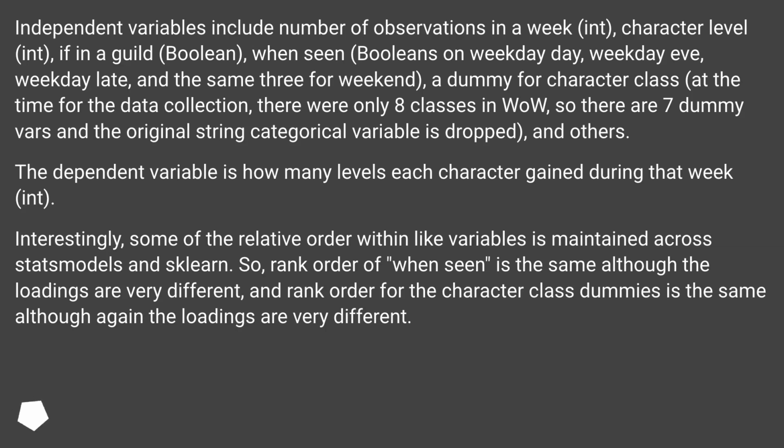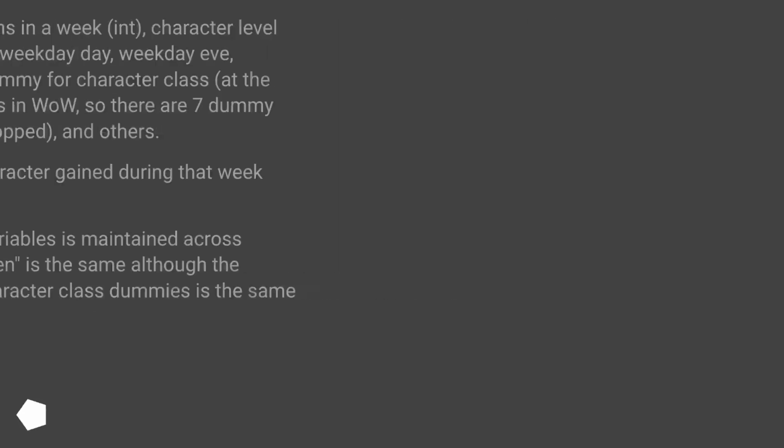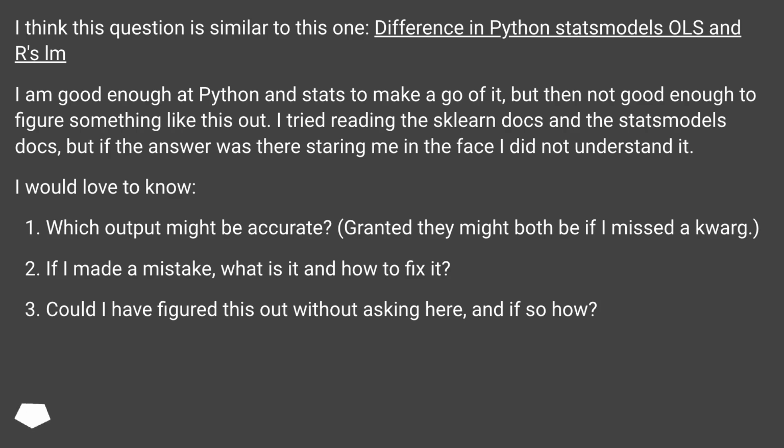Interestingly, some of the relative order within like variables is maintained across Statsmodels and Scikit. So, rank order of when seen is the same although the loadings are very different, and rank order for the character class dummies is the same although again the loadings are very different. I think this question is similar to this one, difference in Python Statsmodels OLS and R's lm. I am good enough at Python and stats to make a go of it, but not good enough to figure something like this out.